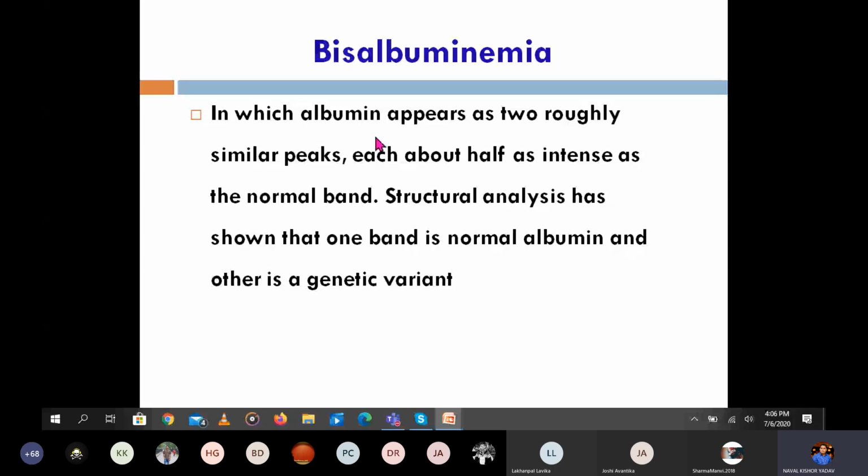Bisalbuminemia, you can say, in which albumin appears as two roughly similar peaks. It's about half as intense as the normal band. The structural analysis has shown that one band is normal albumin and another is a genetic variant. So if there are two peaks, one is due to the normal albumin, another is due to the genetic variant. So due to this, it is known as bisalbuminemia.